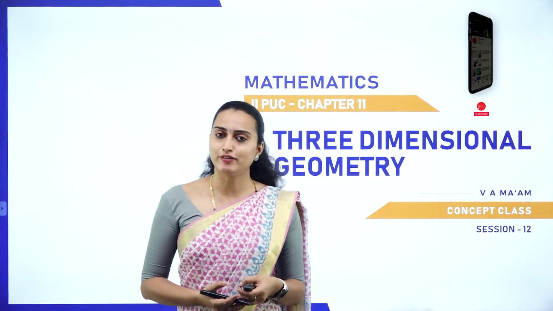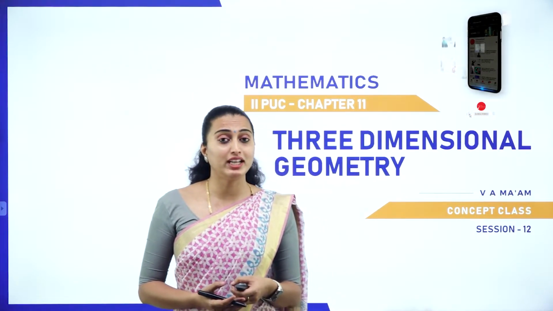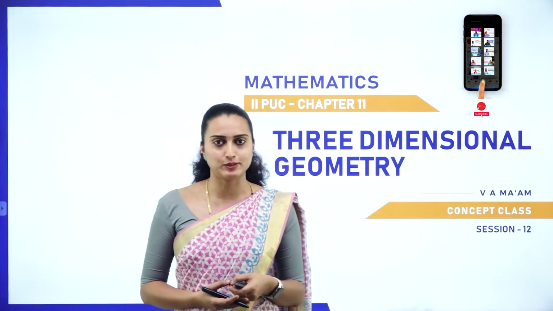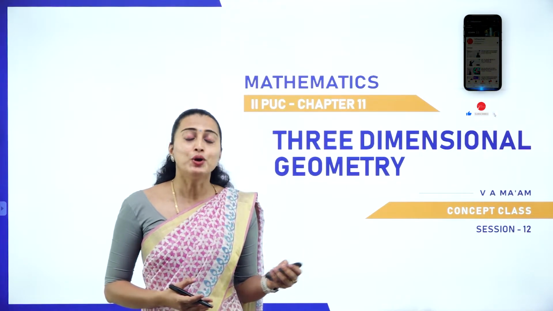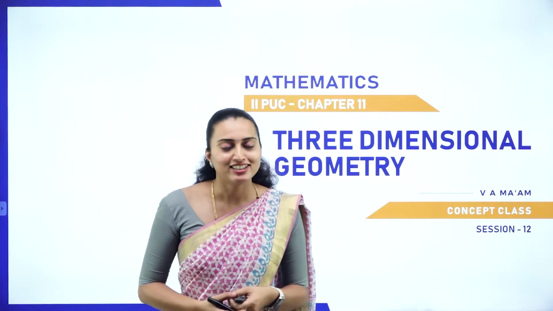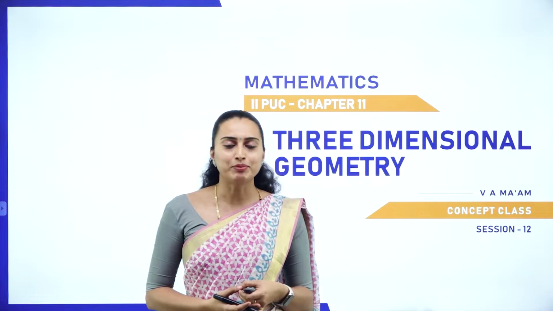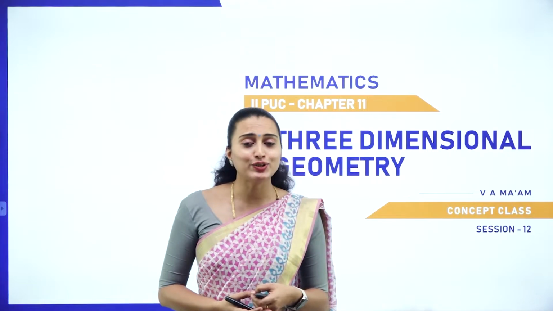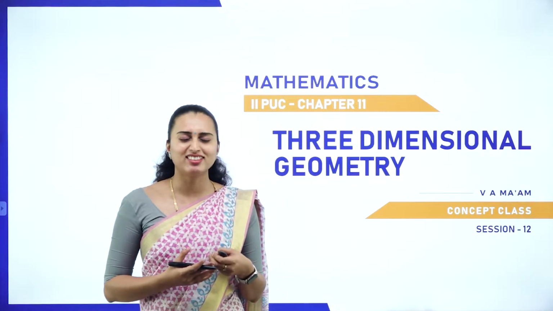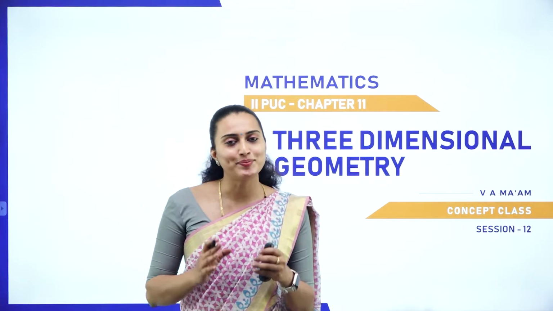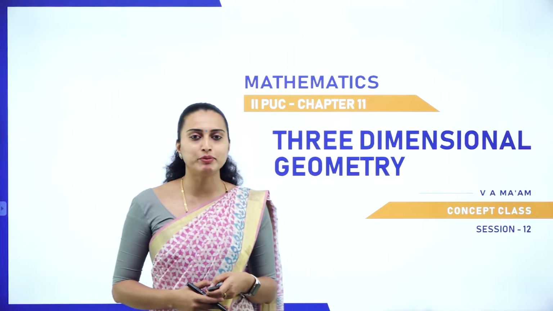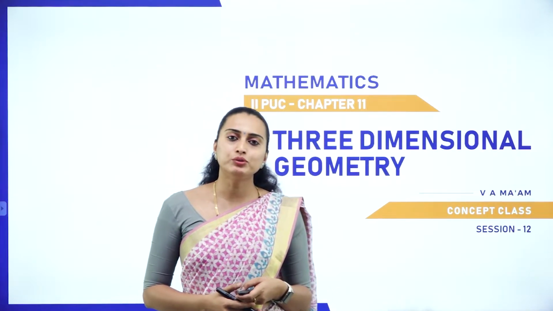In the last session, we learnt many problems on derivations, especially on the planes along with the lines. In today's session, session number 12, the last session of your chapter 3D Geometry, which is chapter number 11 of your second year PUC Mathematics, we are going to learn the last derivation. This derivation is also very important and will be asked for a 5 marker. How to do this derivation?